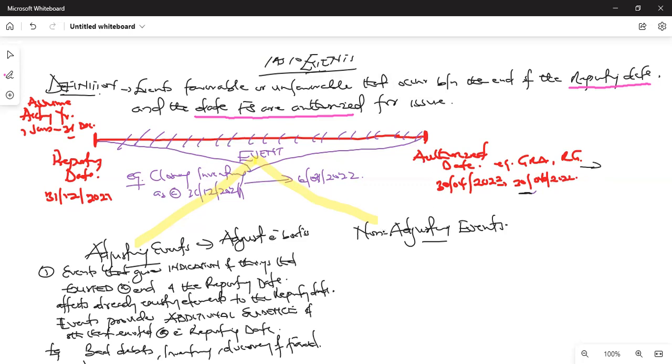Let's look at non-adjusting events. These are events after the reporting date, but these ones concern conditions that arose, that just arose.